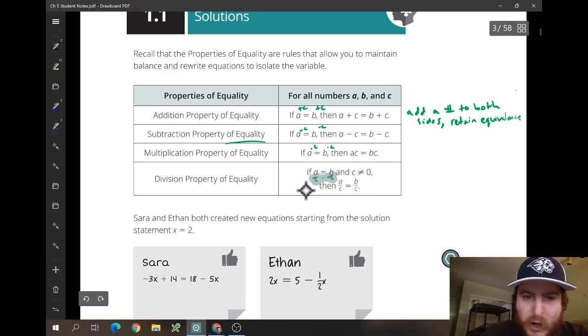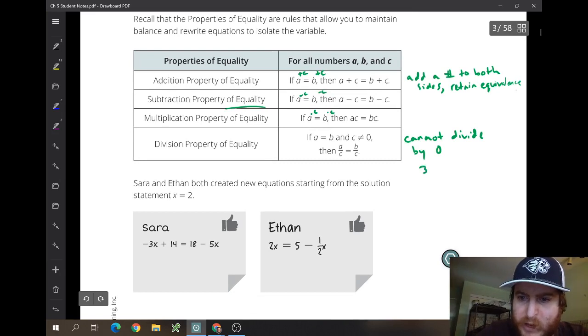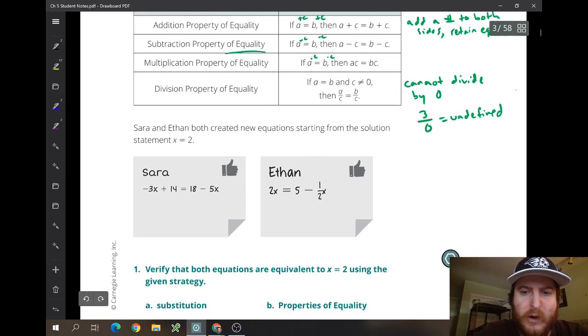Now, there's an important part with the division property: you cannot divide by 0, right? You can multiply by 0, but you cannot divide by 0. And the reason for that, remember, is that if we had a number like 3 divided by 0, that's undefined. So that's why we can't divide by 0. You can multiply by 0. When you multiply by 0, you just get 0 back. So those are our names for those.